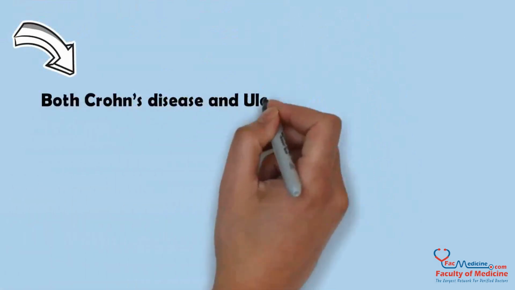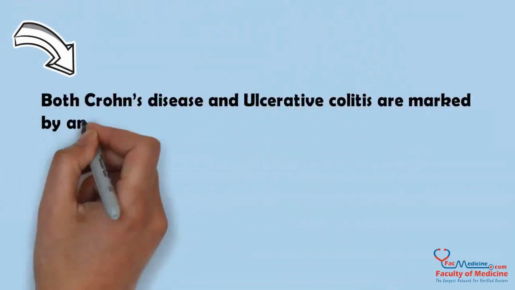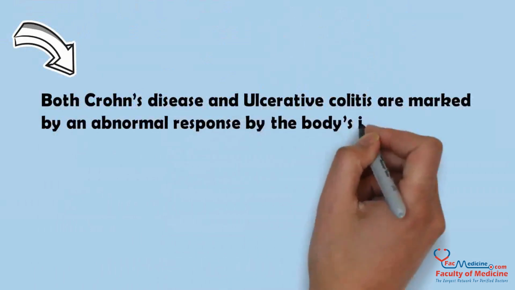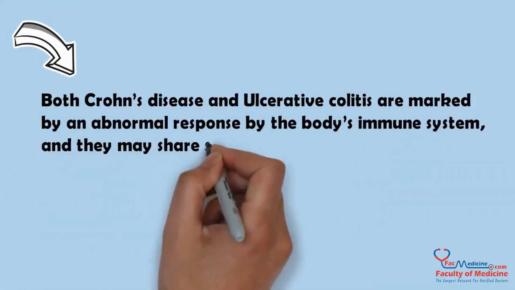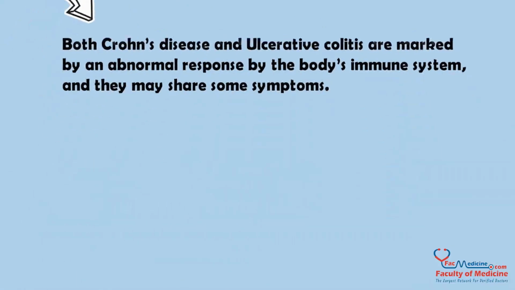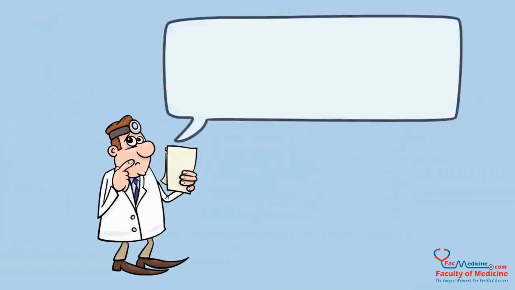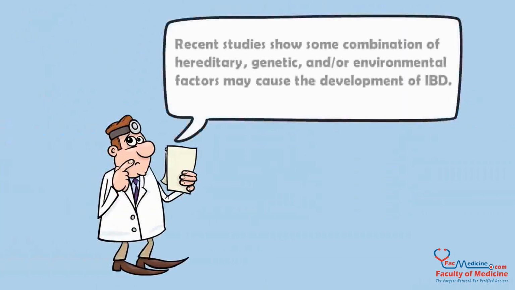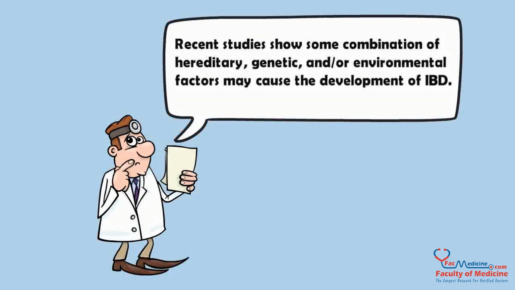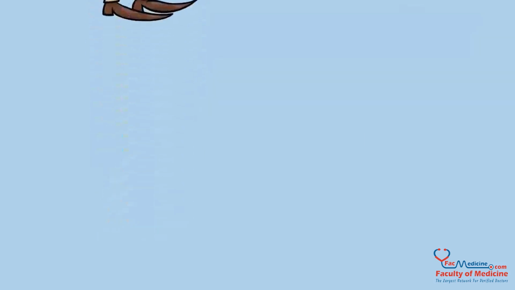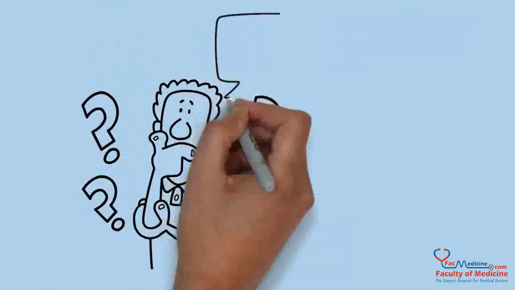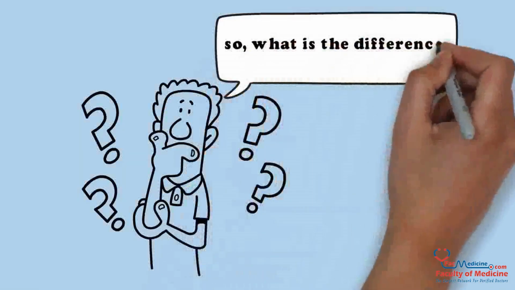Both Crohn's disease and ulcerative colitis are marked by an abnormal response by the body's immune system, and they may share some symptoms. Recent studies show some combination of hereditary, genetic, and/or environmental factors may cause the development of IBD. So, what is the difference?